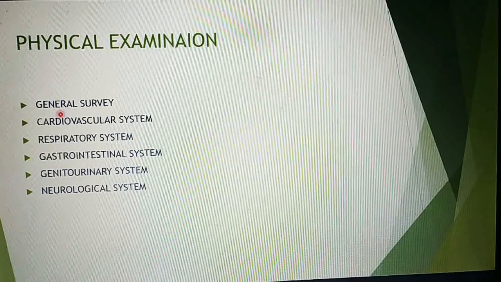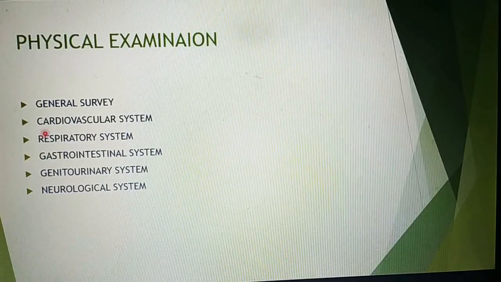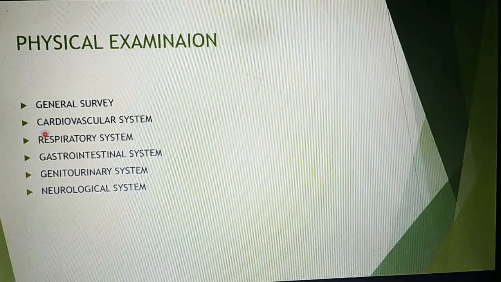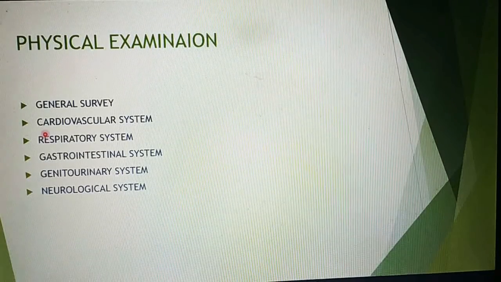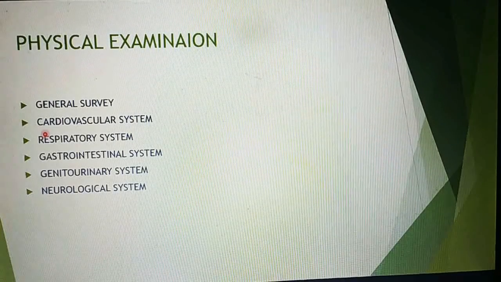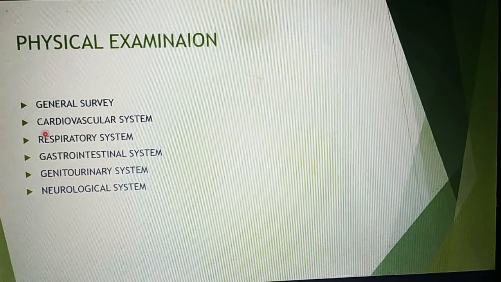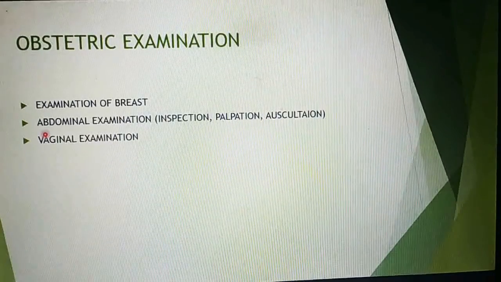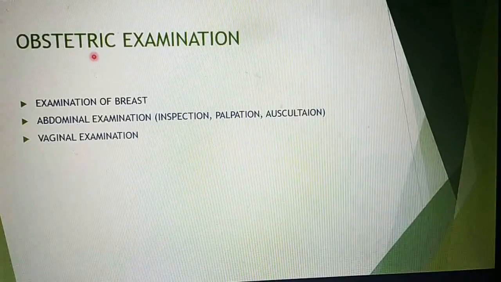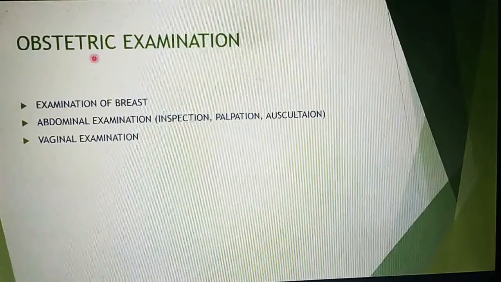etc. After general survey, you should examine the cardiovascular system, respiratory system, gastrointestinal system, genitourinary and urological system. If there is any problem or chief complaints related to this symptom, otherwise you may write down these systems are within normal limit after doing proper examination. Next is the most important part in obstetric long case, that is obstetric examination. This is the most important part in obstetric long case.